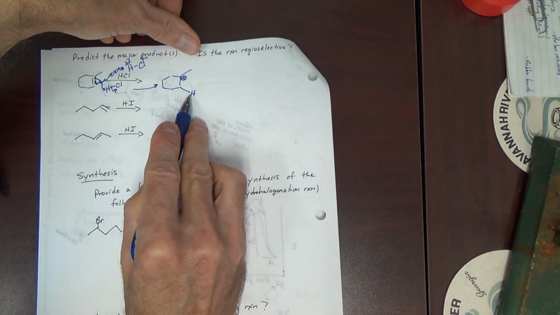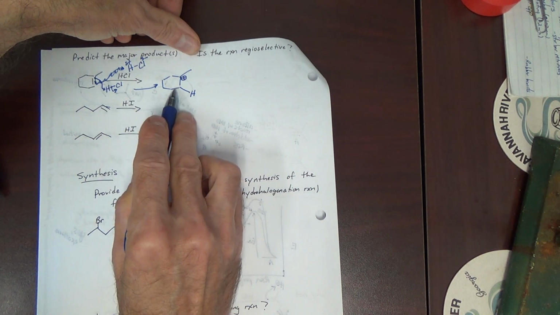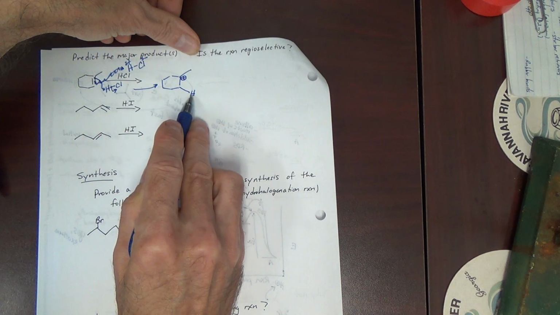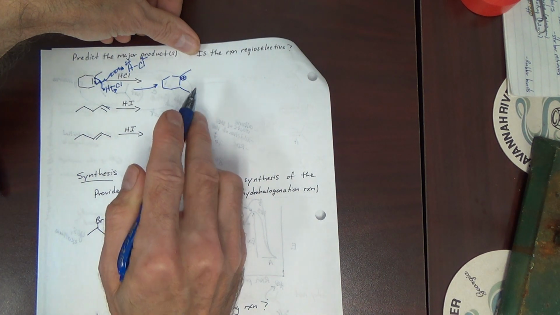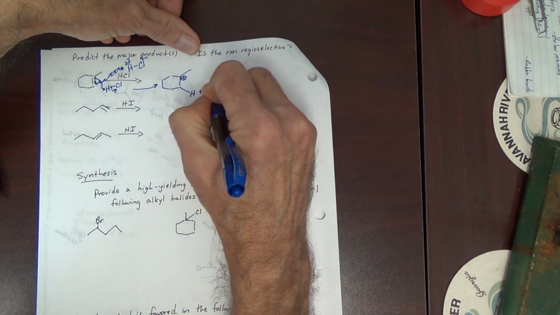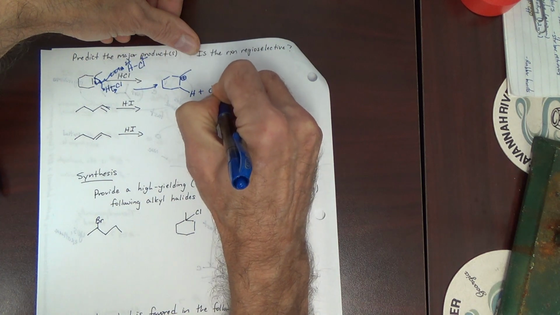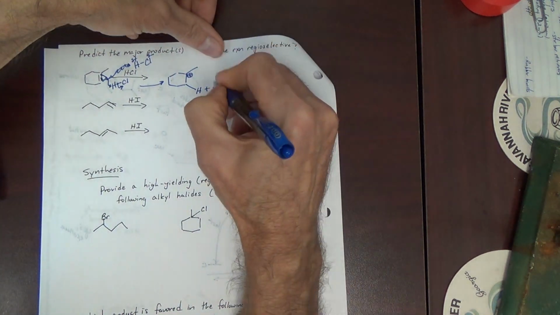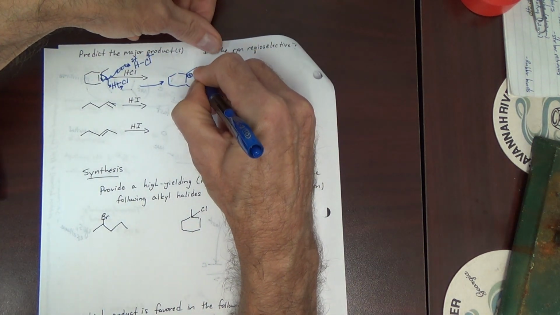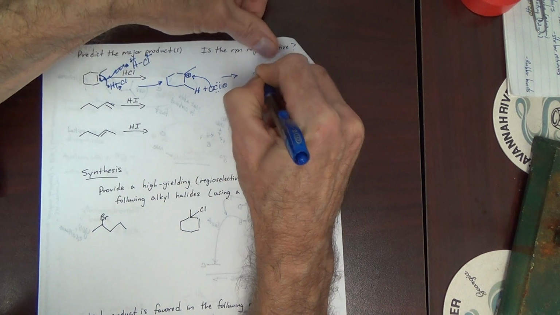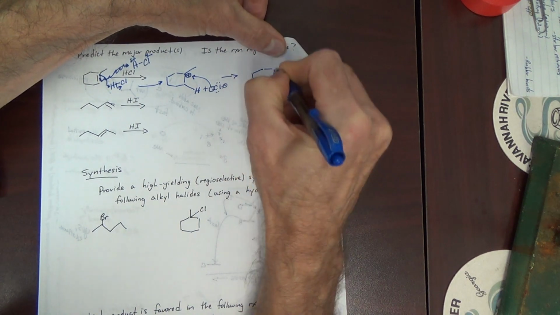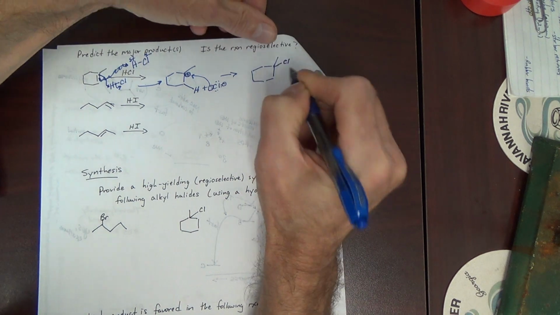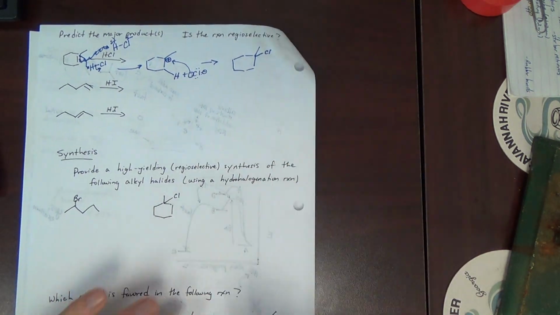Now, how many H's are on this bottom carbon? Well, there's 2 there, because there's 1 there to begin with. There's 2 here. I only drew in the new one. All right. Plus Cl minus, which came from that arrow there. Then the next step is these electrons add to the carbocation, and this gives our final product. And there we go.